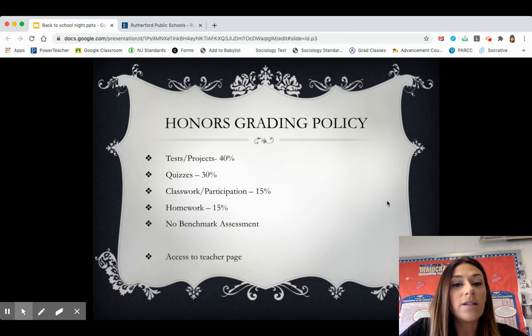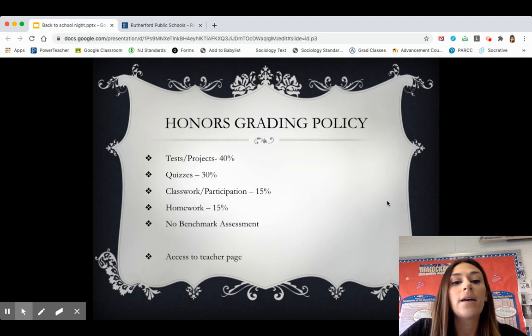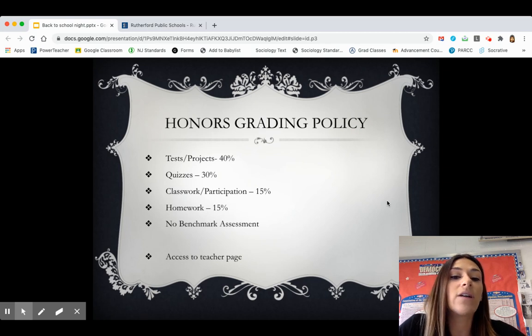Then we have quizzes. Quizzes are 30% of the grade. We will have a quiz usually with every chapter once we complete it. There are no pop quizzes, so there will always be at least a day or two's notice to study for the quiz. This year, obviously, all tests and quizzes are going to have to be electronic so that students who are fully virtual, or virtual on the days that a quiz or a test are given, can access them as well.